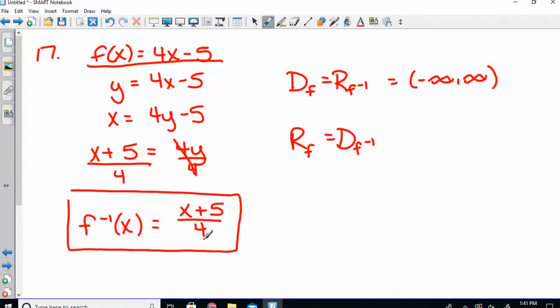Now for the range of the function, we'll just look at the inverse and find its domain. It's a fraction, so we know in a fraction the bottom can't be 0. Does 4 ever equal 0? No, so it is also everything. Well, that was easy. Good.